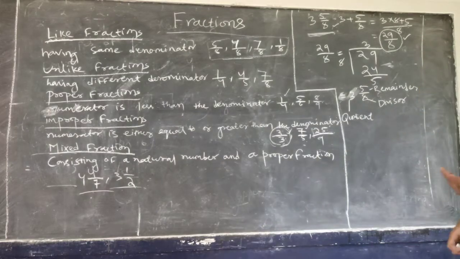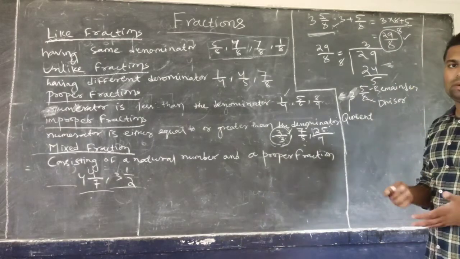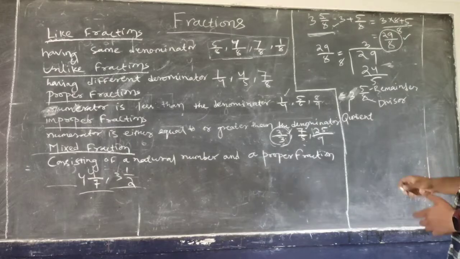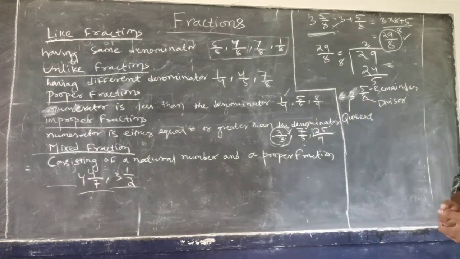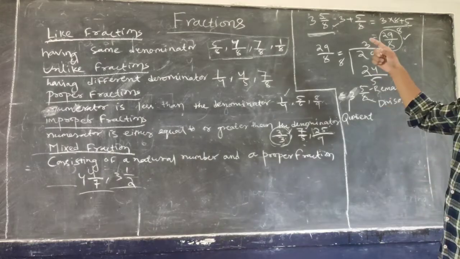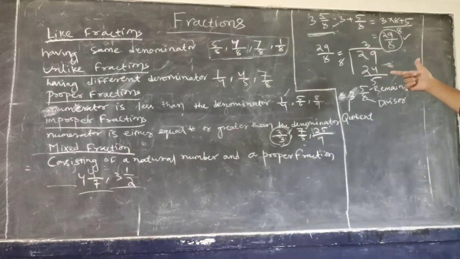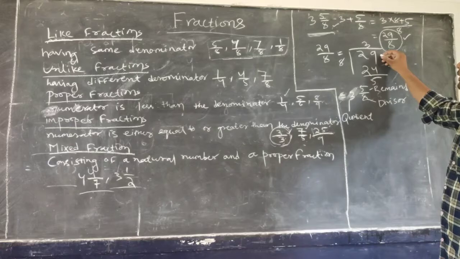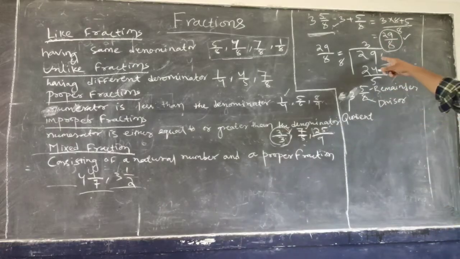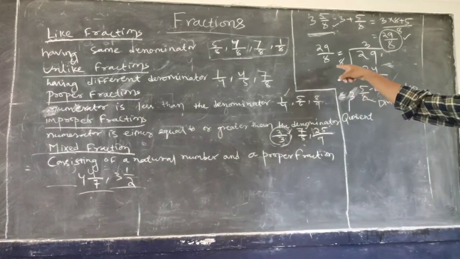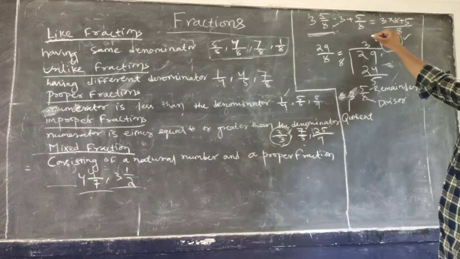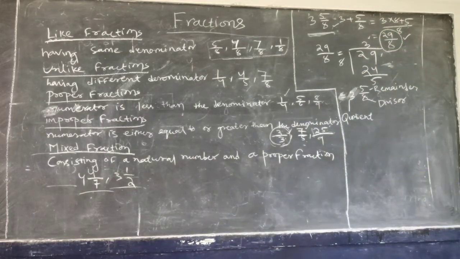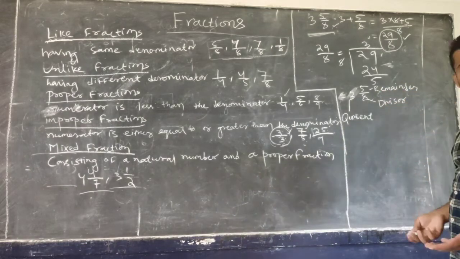Okay. So how will we convert our improper fraction to the mixed fraction? We have to divide the numerator by the denominator. We know that in an improper fraction, the numerator is either equal to or greater than the denominator. So 29 is the numerator, and we divide 29 by the denominator, which is 8. We divide, 29 divided by 8, and we get 3 as a quotient and 5 as a remainder, and 8 as a divisor.